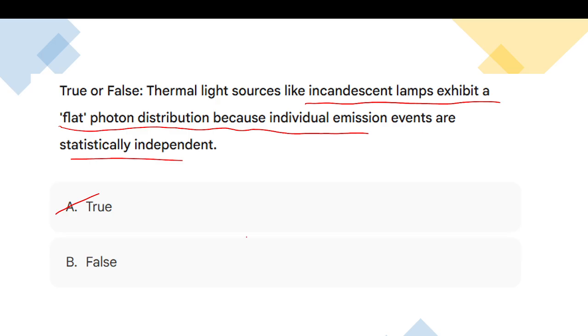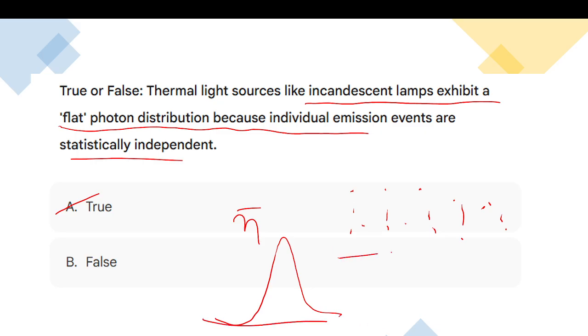Why is it correct? Because it depends on the Bose-Einstein statistics, which means a large n bar results in a flatter, more random distribution. So you will have a more random distribution compared to the peaked Poisson distribution. So this is the way, and that's why this is true. The thermal light source depends on the Bose-Einstein statistics, and that's why it has a flat photon distribution.